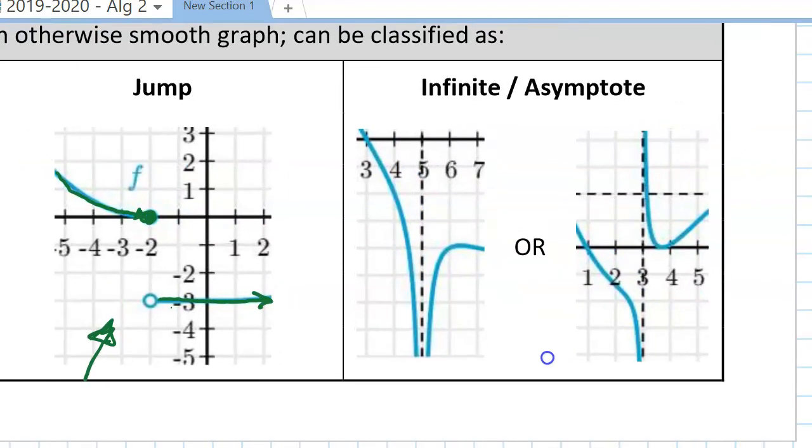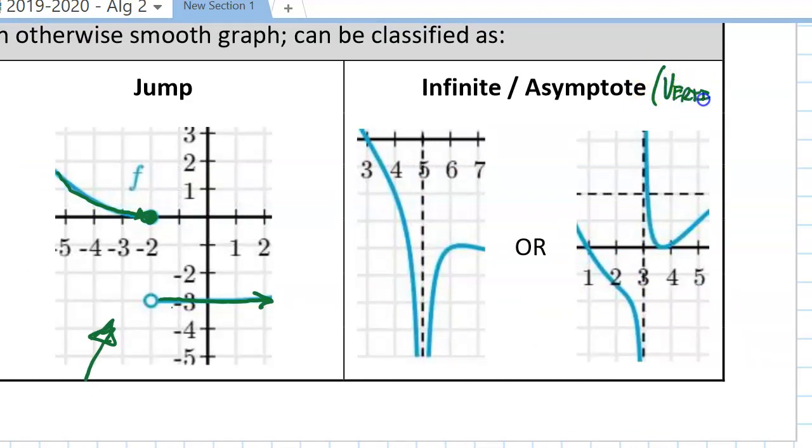Lastly, we have what is called infinite or asymptote. And I'm actually going to make a little note here. We're going to write the word vertical. Vertical obviously means up and down. So I'm going to draw there up and down. Anytime we have a vertical asymptote, we technically have an infinite or asymptotic discontinuity. Now, that doesn't matter whether the graph is going in the same direction on both sides or whether it's going in opposite directions like I've listed here. These are called infinite asymptotes.